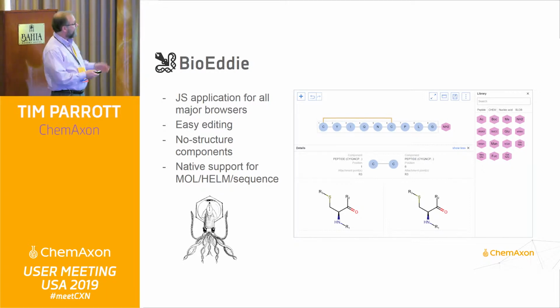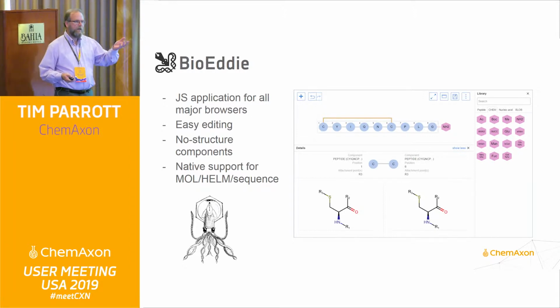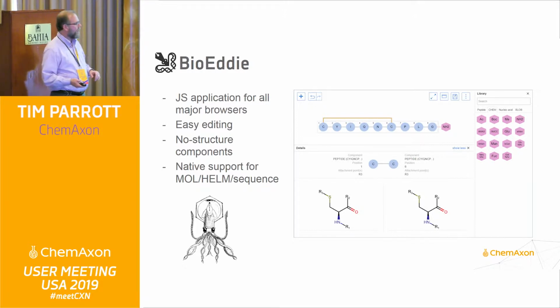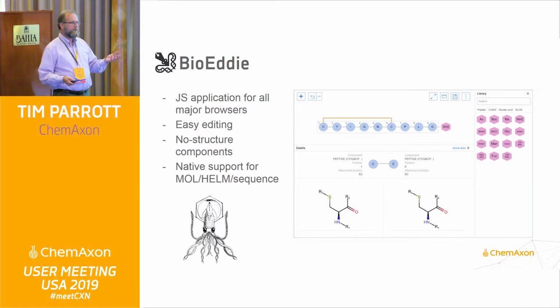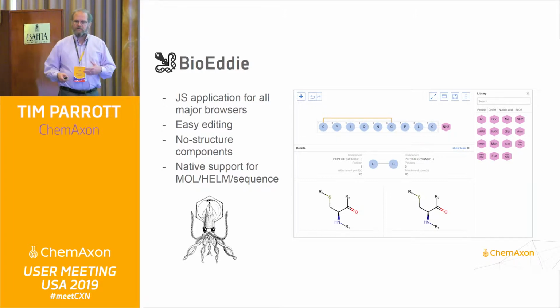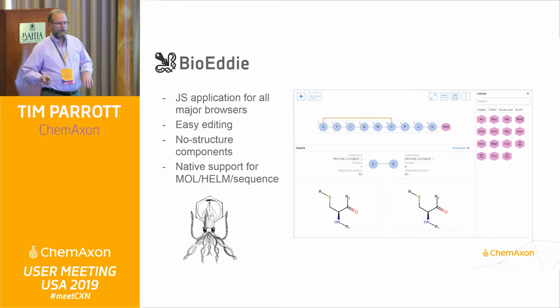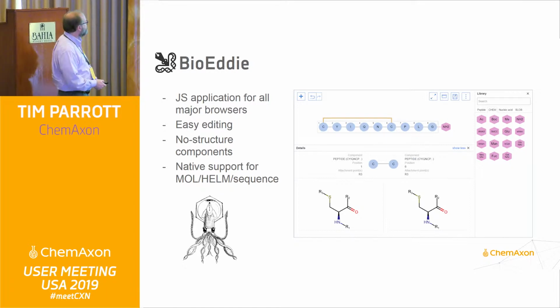You can either draw things from scratch, or you can import mol files or Helm files. You can type in amino acid sequences or import oligonucleotide sequences. So you can start from all of these, and we have the ability to save these both as mol or as Helm format, where you can get the sequences plus the additional annotations that go along with that.